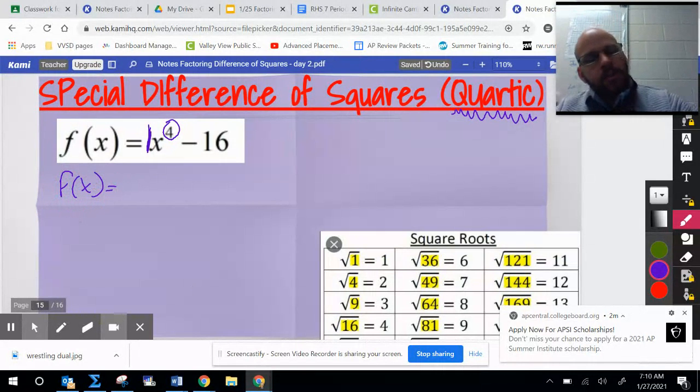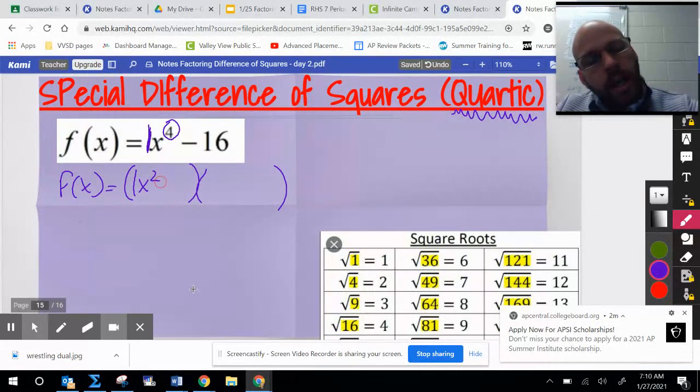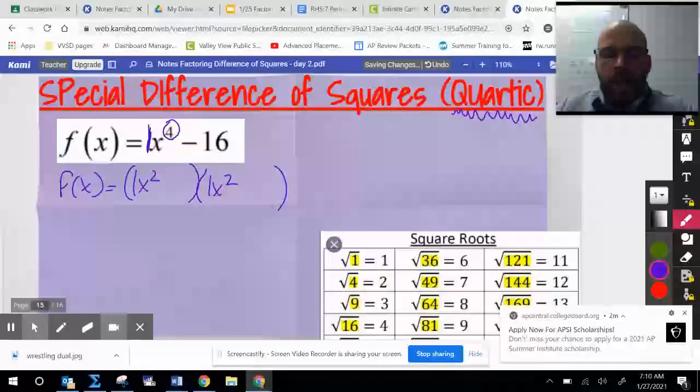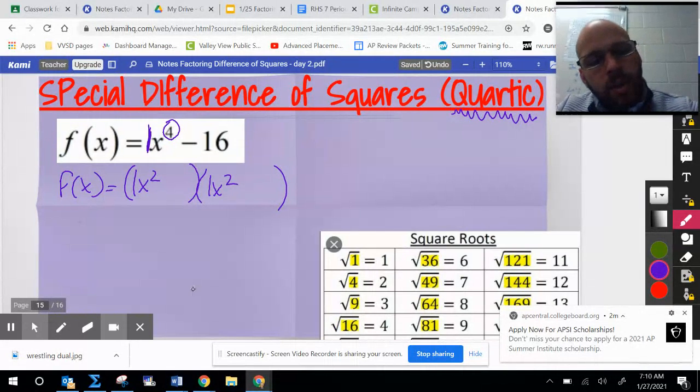So f of x equals, if I break this apart, this is going to become a 1x squared and a 1x squared. Now notice I didn't just use x and x. Why is it squared in those? Because if you break x to the 4th in half, you're going to have 2 x's in each spot. And then the square root of 16 is plus 4 and minus 4.